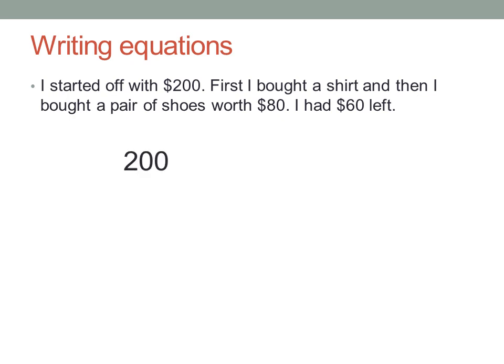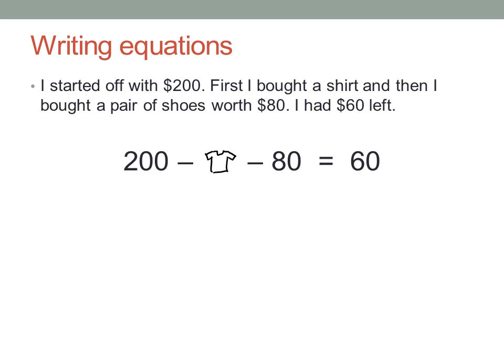I started off with $200. I bought a shirt, but I don't know how much that cost, so let's just use a little picture of a shirt to represent it. Then I bought a pair of shoes for $80. At the end, I had $60 left.